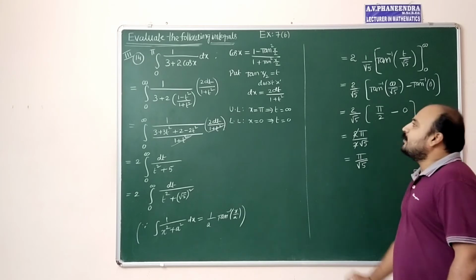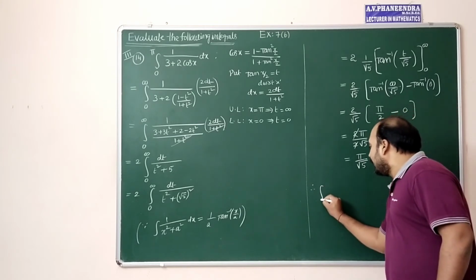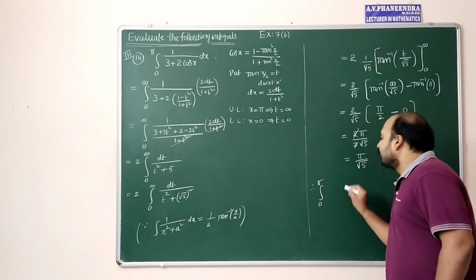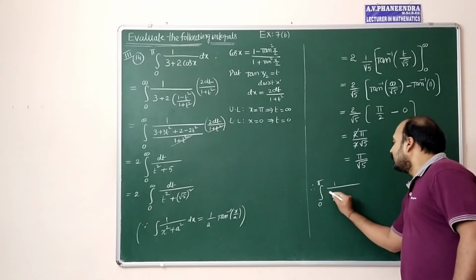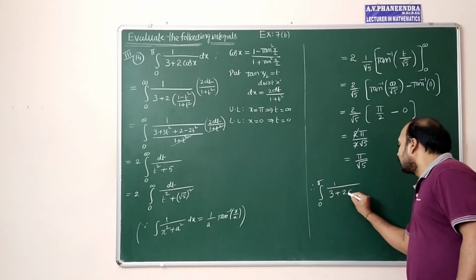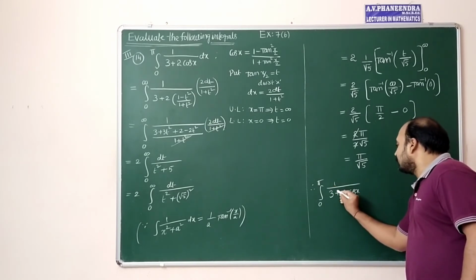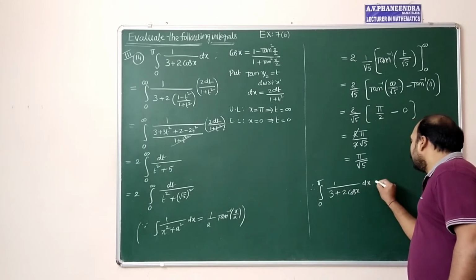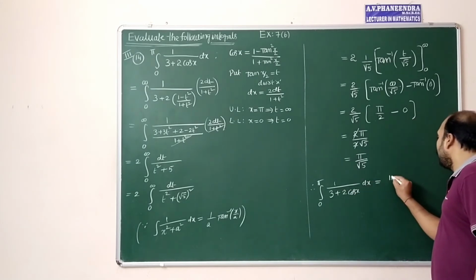Hence, conclusion step. Therefore the given integral 0 to pi 1 by 3 plus 2 cos x into dx is equal to pi by root 5.